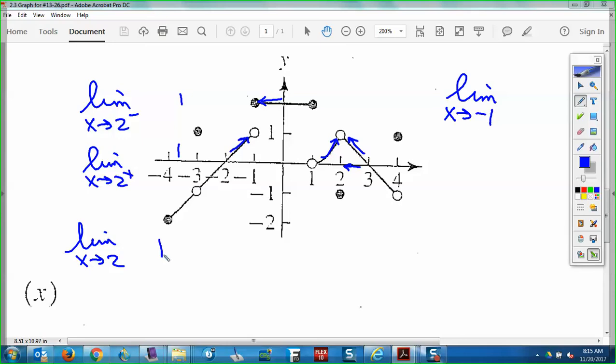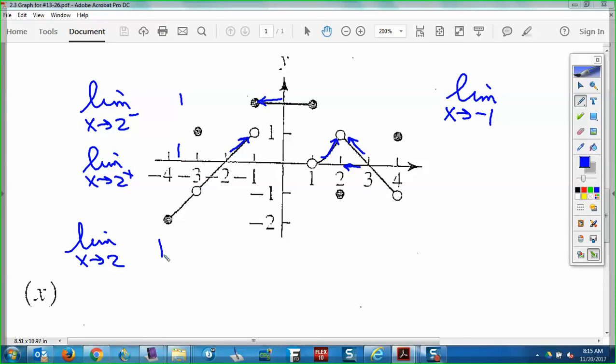Right? Because the limit is where the two cars meet. So the question is, from the left or from the right, where's the left car going? Where's the right car going? If they come to the same place, that's the limit, the answer as x approaches 2. If they're going to different places, then we say the limit does not exist. So at -1, where we have this break, we say the limit does not exist. The cars aren't meeting. Okay?